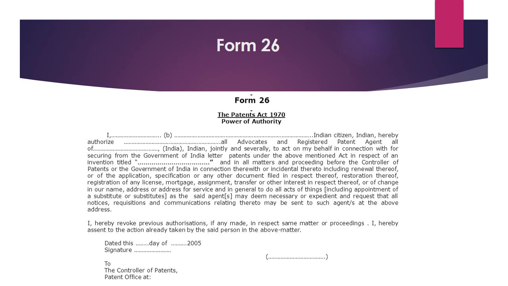So next is form 26. This form is required if you are filing your patent with the help of any patent attorney. In this form you are giving power of authority to that patent attorney, writing that I am authorizing this person as a patent agent or an advocate to file the patent on your behalf, and all further communication should be sent to him or her directly at whatever address he mentions. This has to be signed by you as well as your attorney once you decide to go with the attorney.